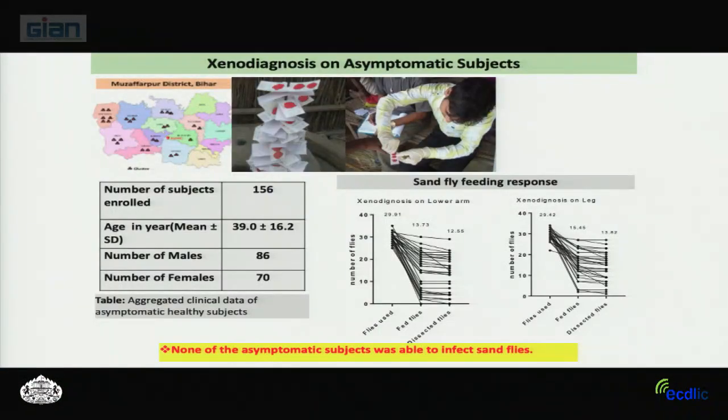And this is the most important group because this was really the rationale for the whole study, asymptomatics. They've done 156 so far, 86 males, 70 females. This is the sandfly feeding response on the arm and the leg. So, you know, an average of between 20 or so flies fed on each site. So usually there was in total about 30 to 40 flies that would be dissected. And none of the asymptomatic subjects has been able to infect flies.